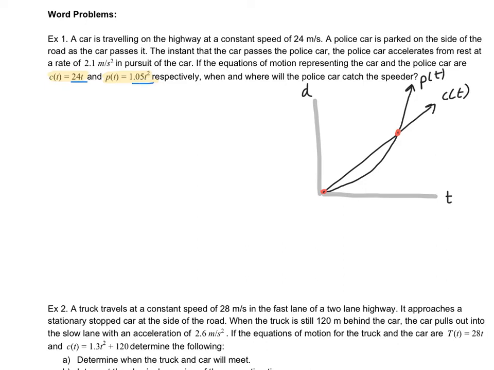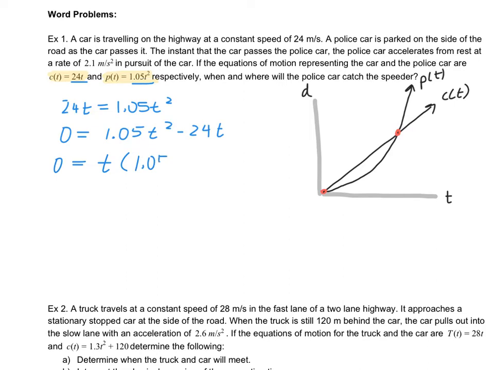So I have two equations here. They're both equal to that distance. So I'm going to set them equal to each other. 24t is equal to 1.05 t squared. So it's quadratic, so I'm going to bring everything over to one side. So 1.05 t squared minus 24t. And now I am going to factor this. I'm not going to bother with quadratic formula because I can clearly see I have a common factor of t. And this should make sense because I do want one of my solutions to be 0.